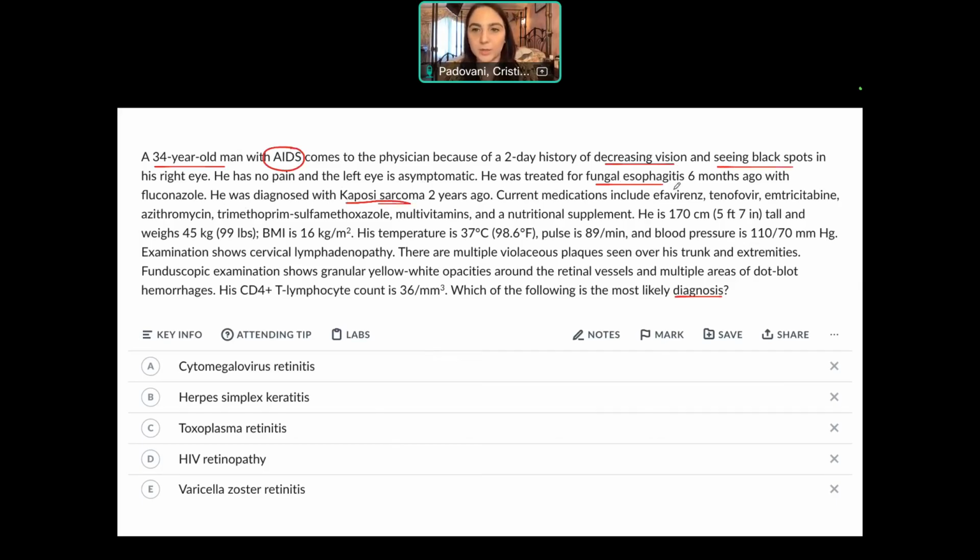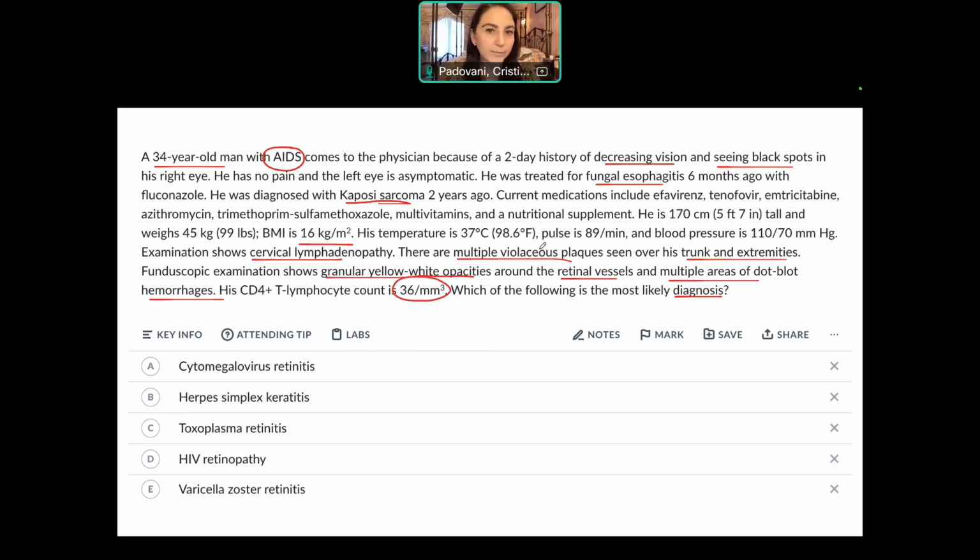Current medications include all of these HIV meds. He's on TMP SMX, multivitamins, blah, blah, blah. BMI is 16, which is very low. Temperature, afebrile, everything. This is good. Okay. Examination shows cervical lymphadenopathy. There are multiple violaceous plaques seen over his trunk and extremities. Fundoscopic exam shows granular yellow-white opacities around the retinal vessels and multiple areas of dot blot hemorrhages. His CD4 positive T cell count is 36. So which of the following is the most likely diagnosis?